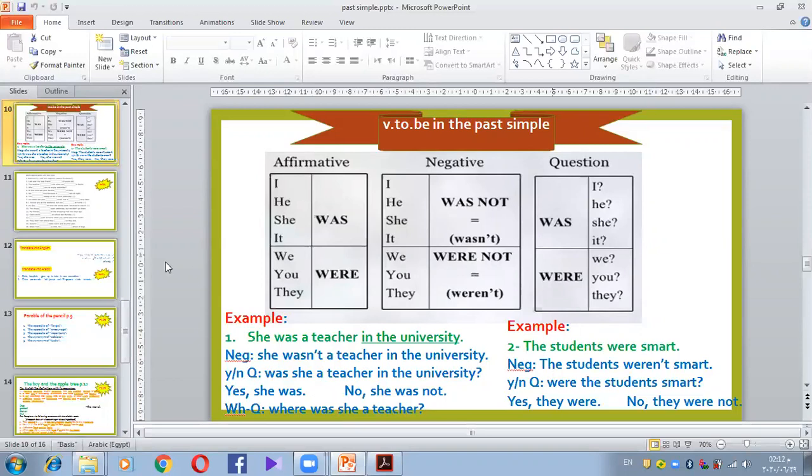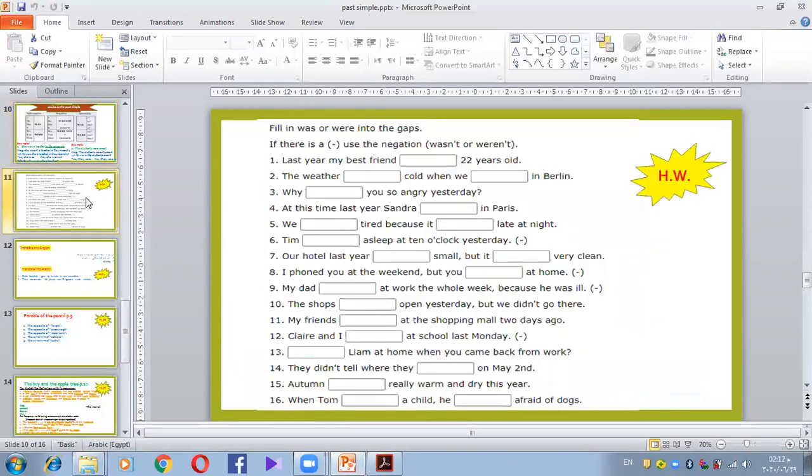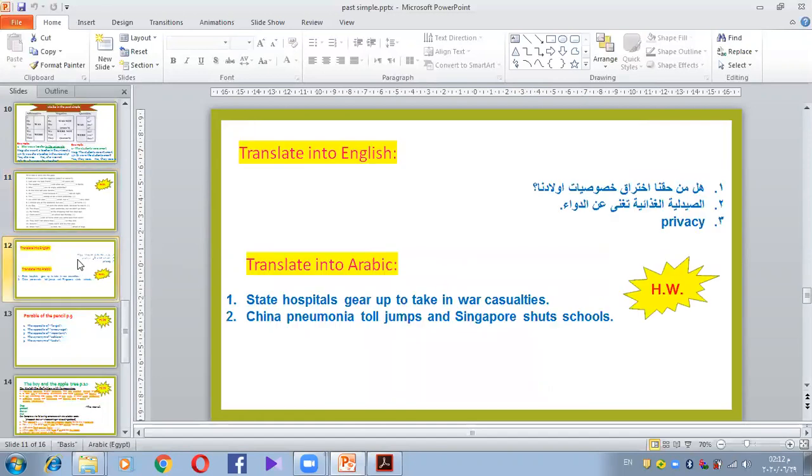Okay? As homework, you can answer this using was or were in these sentences. Of course, if there is a sign like this, a dash, you are going to use the negative in these sentences. And don't forget to practice on Ego. It has a lot of questions and a lot of exercises. As homework for the translation part, you can have this as a translation.